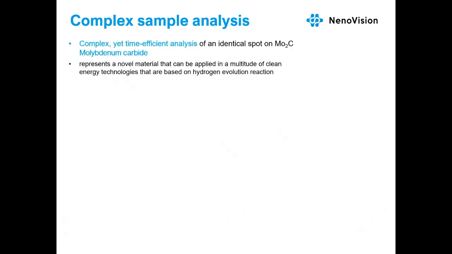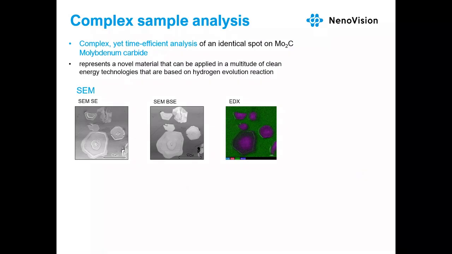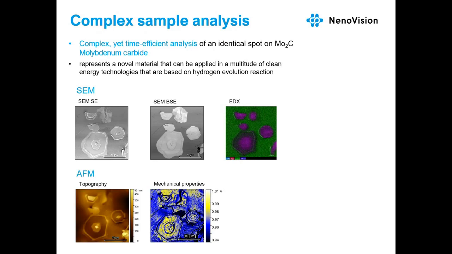Regarding molybdenum carbide, it's a nice example because it's a novel material, with perspective for clean energy, hydrogen reactions, and so on. So once more, using the SEM, I can provide several imaging techniques like imaging using secondary electrons, backscatter electrons, EDX. There might be EBIC and others. I can use AFM. So what you see is the topography. You can see the local elasticity.